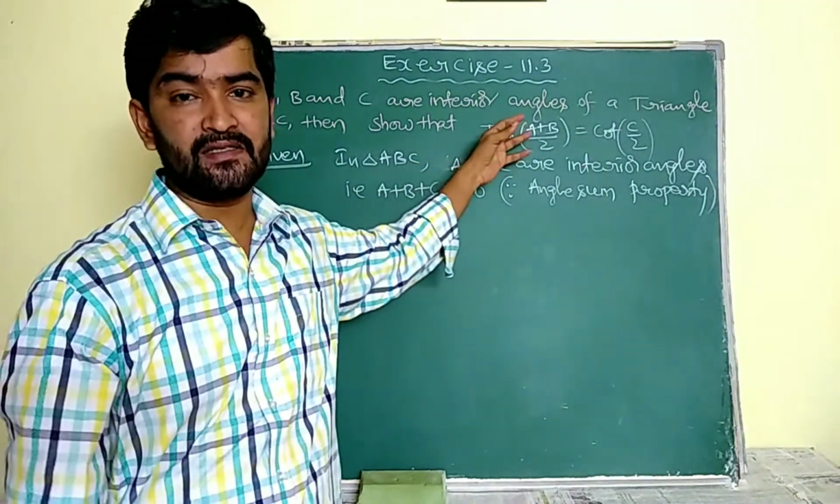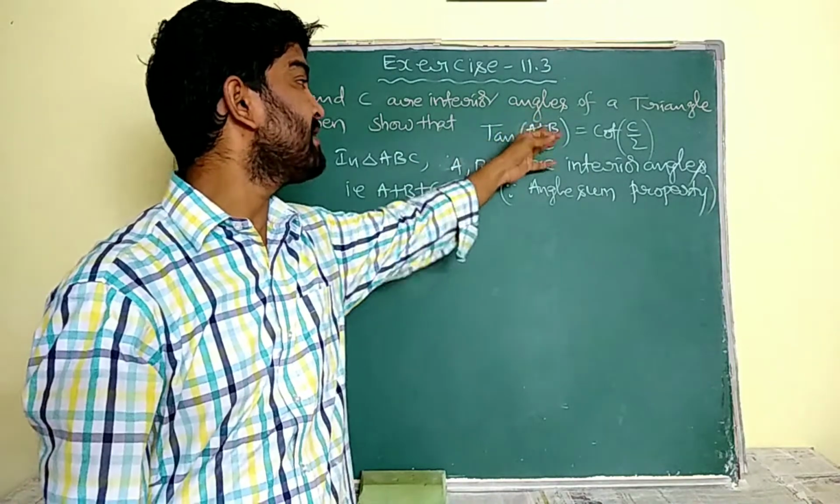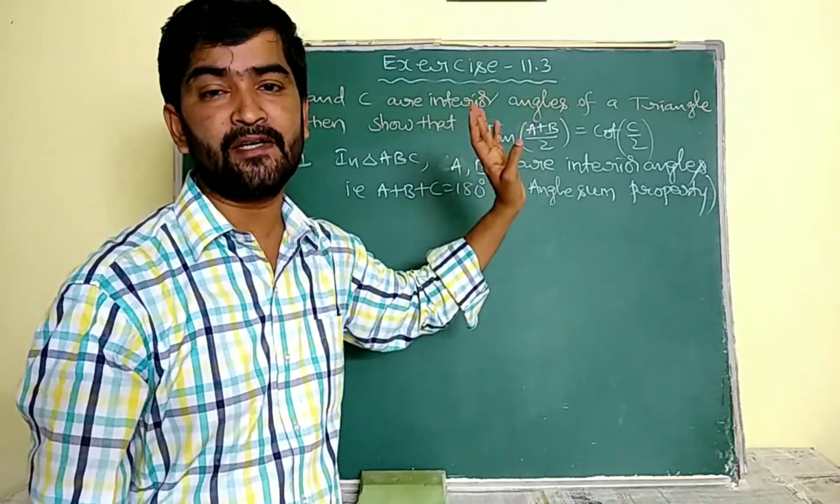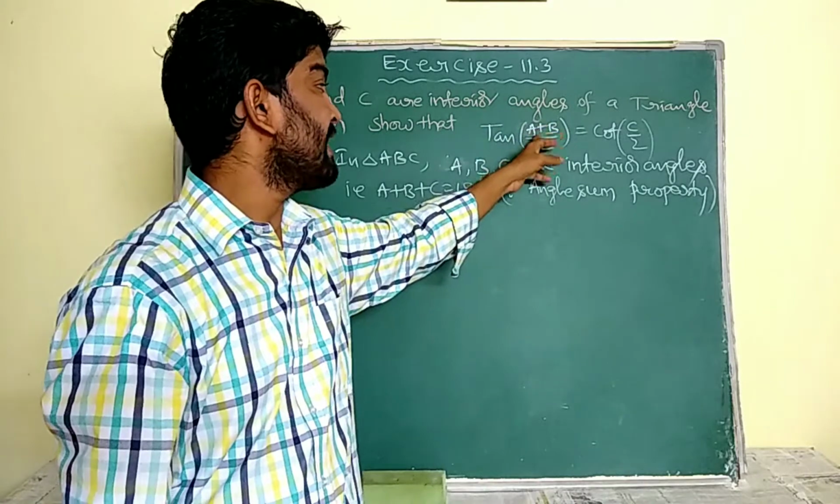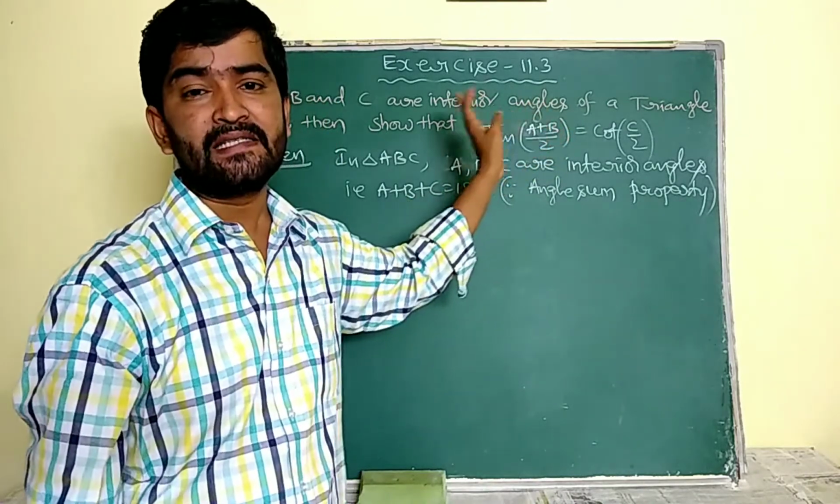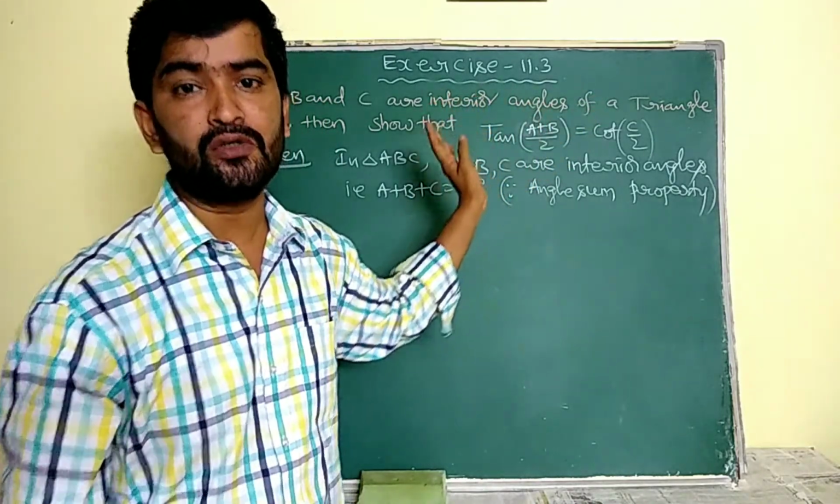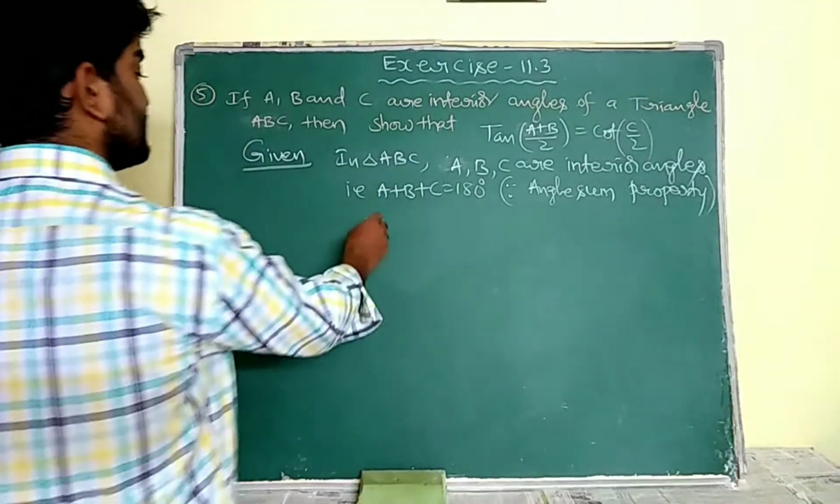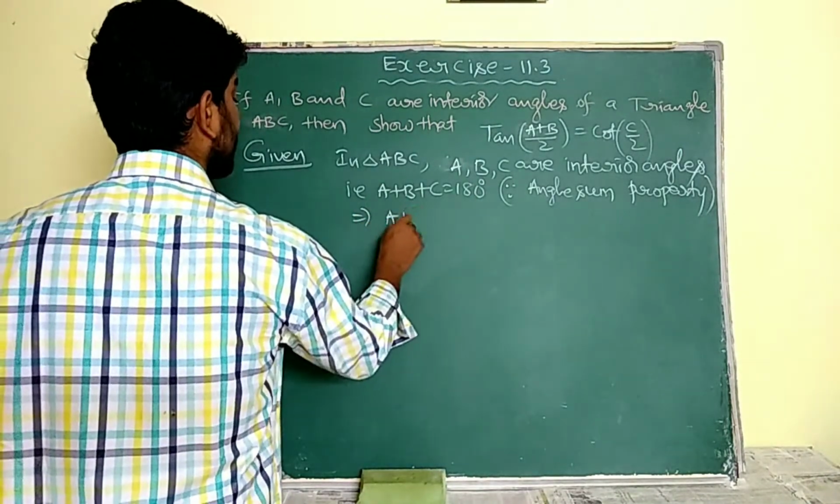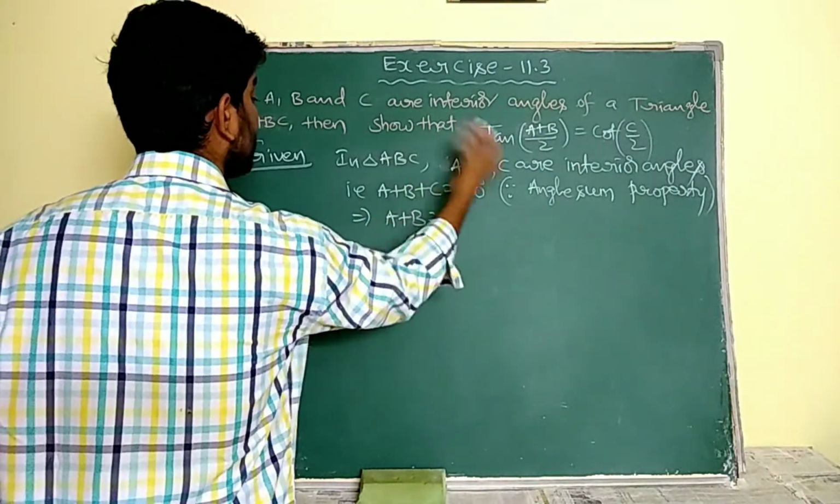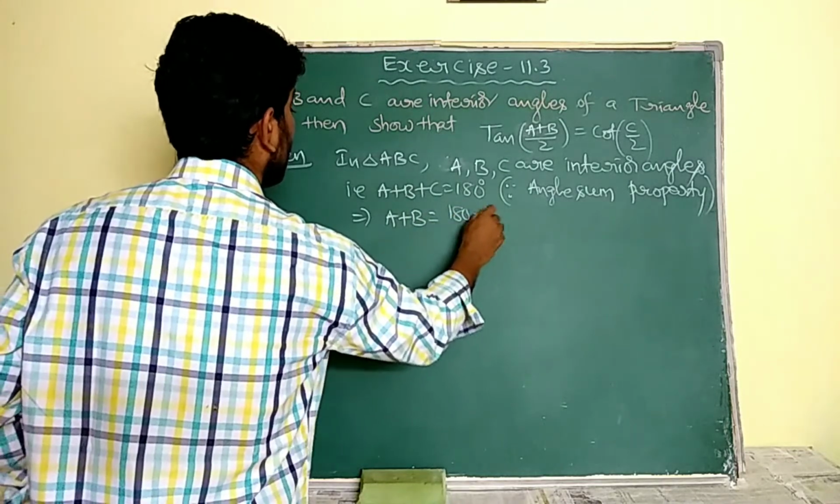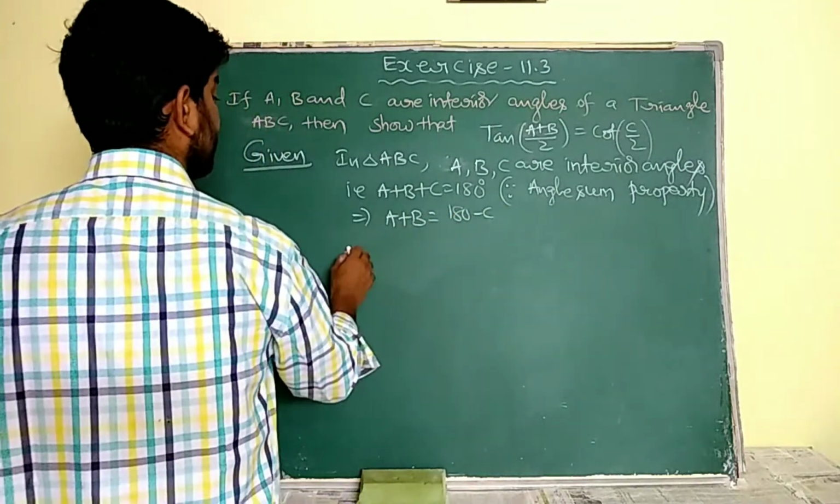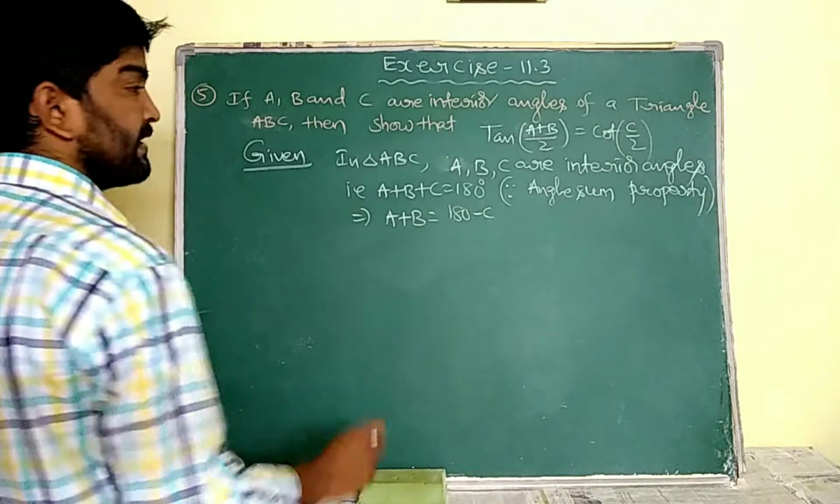Just observe the answer. In this answer, tan (A plus B) by 2 is equal to cot C by 2 we have to prove. That means A plus B is on the same side of that equal to. So just you have to do the same. Just keep this A plus B on the same side and just transfer this C to the right hand side. So see, A plus B is equal to 180 minus C.